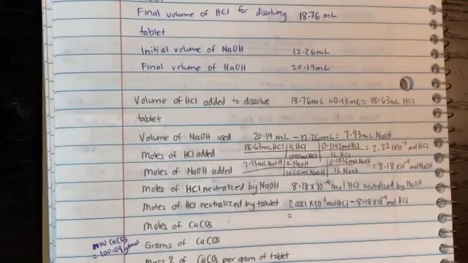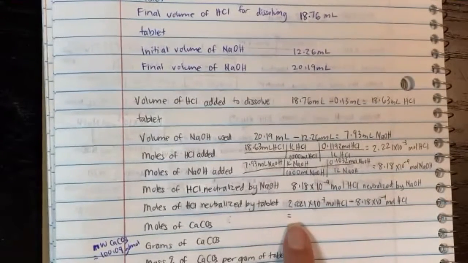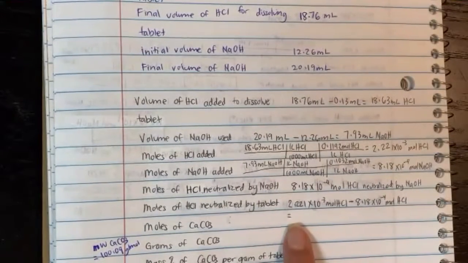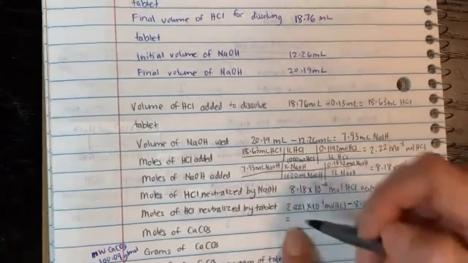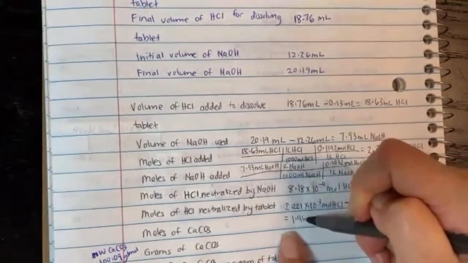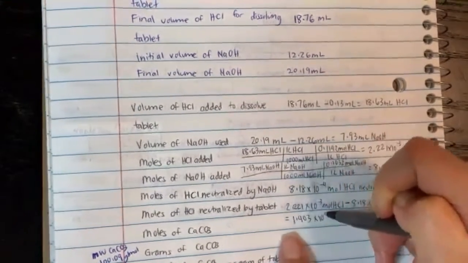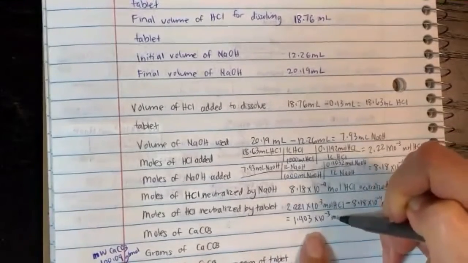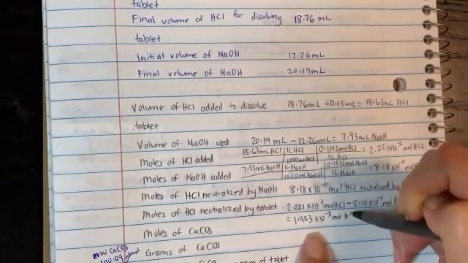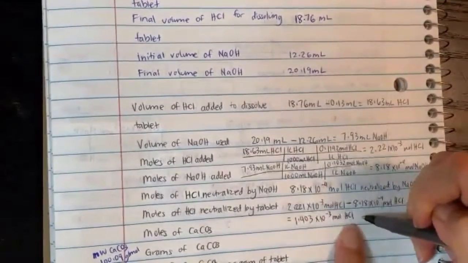So in this case here, let's go ahead and do that math. I get 1.403 times 10 to the minus 3 moles of HCl neutralized by antacid.